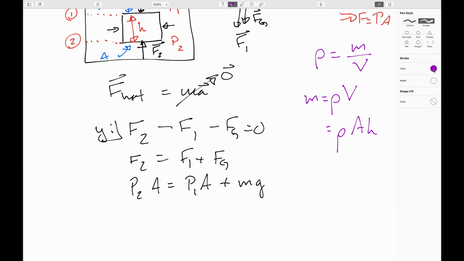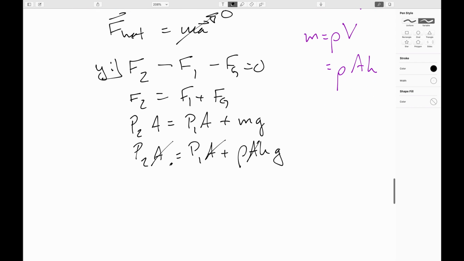All right, so if we make that substitution, we will have P2A equals P1A plus rho AhG, and the A's cancel. And so rearranging just very slightly, we are left with P2 equals P1 plus rho G h, which is the usual way that you will write this.